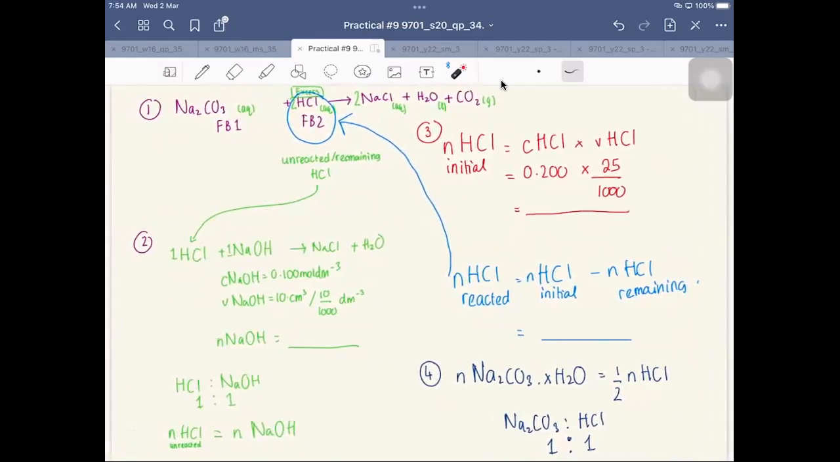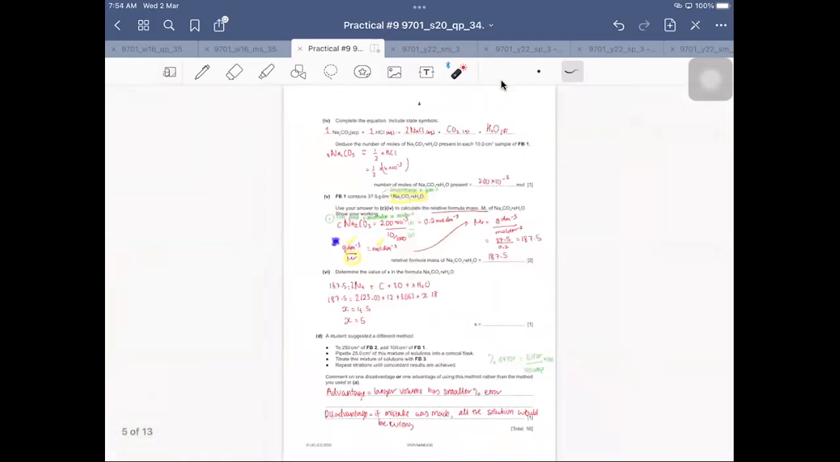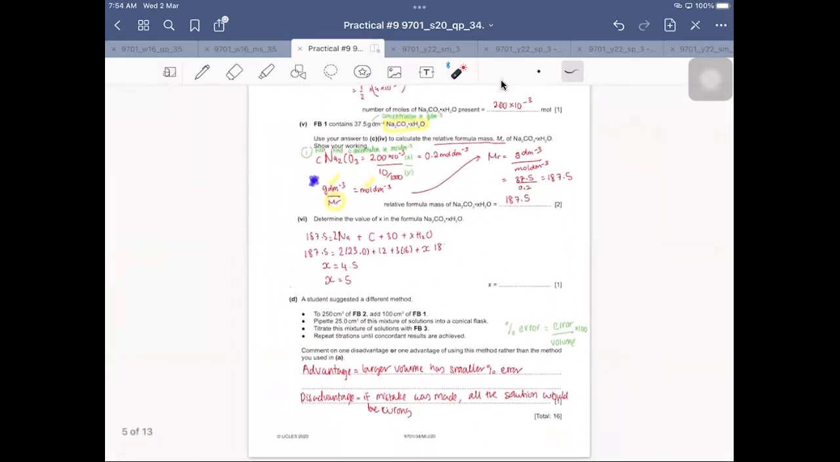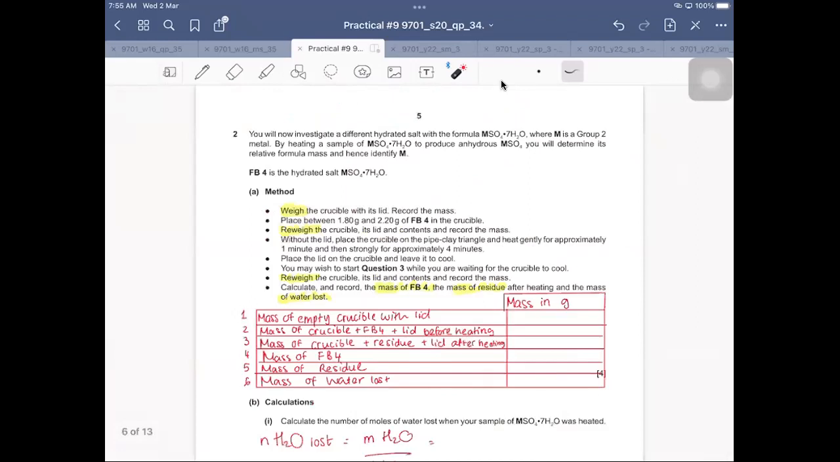Now, as I said, this is not the typical mole calculation. It's not to say that you won't be able to do it. You can do it, but it is a little bit lengthy. We have also talked about part D. Have we discussed part D? Yes. Okay. Right, now we move on to question 2.